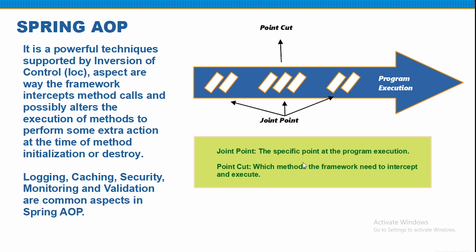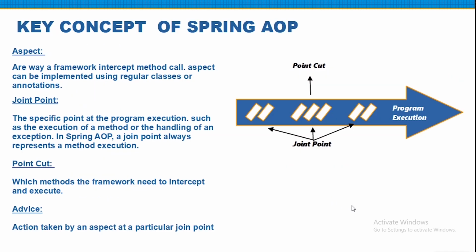A join point is the specific point in the program execution, while the pointcut defines which methods the framework needs to intercept and execute. Key concepts of Spring AOP. Let's start with the aspect. An aspect is where the framework intercepts method calls. Aspects can be implemented using regular classes or annotations.